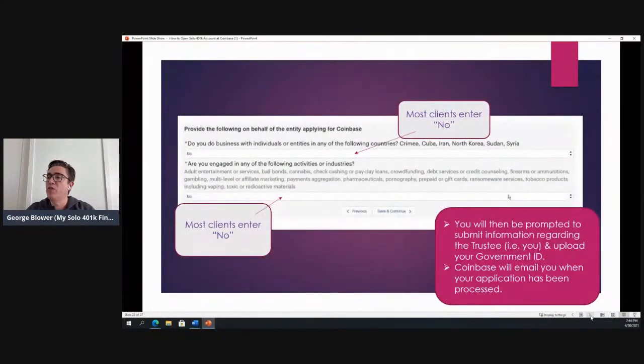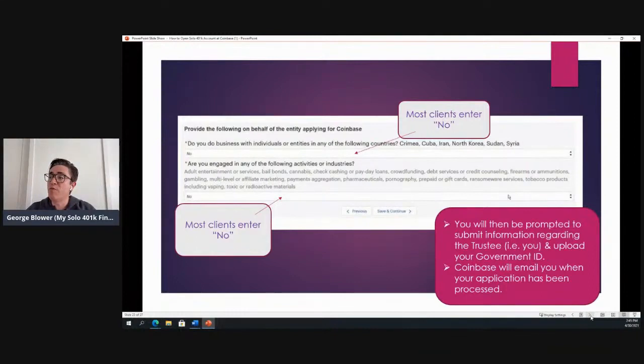Now, the next part of the application asks about certain activity that you may be conducting. For most clients, the answer is going to be no for both questions. So one is about activity that you might be conducting with individuals or entities in certain countries. And then the next question asks specifically about certain activities that you might be conducting through your business. So most clients would enter no.